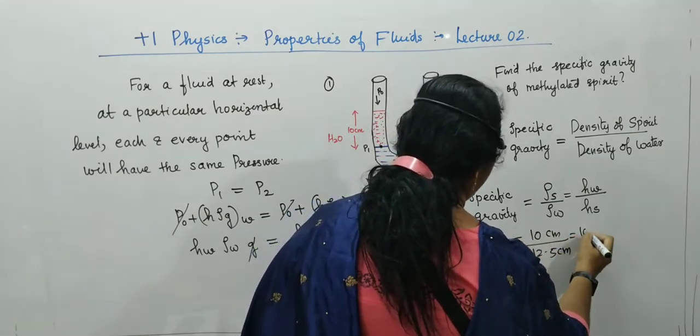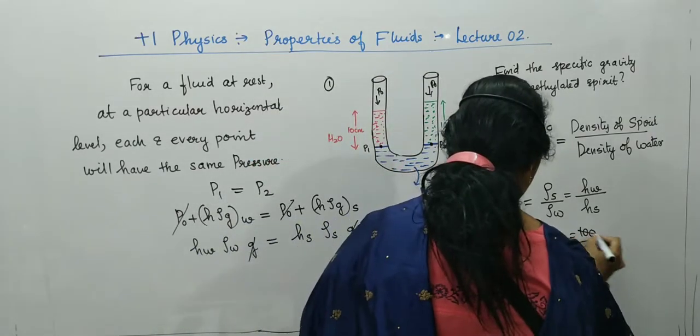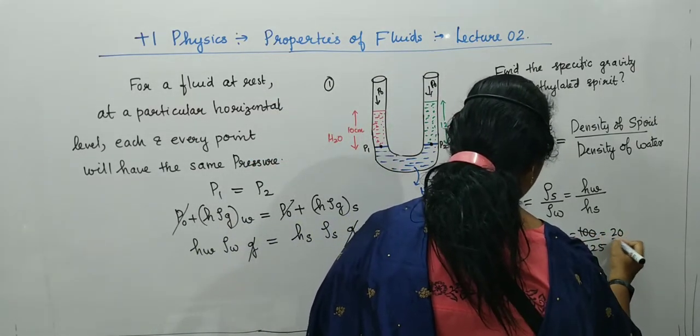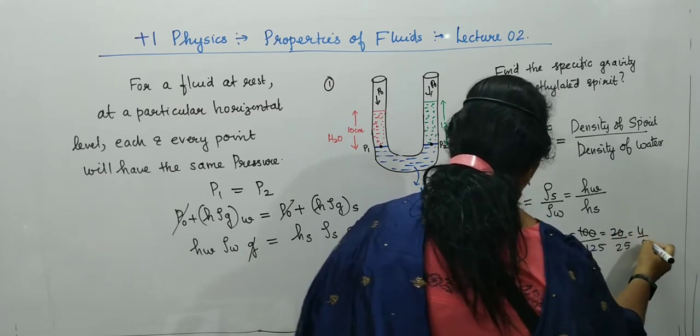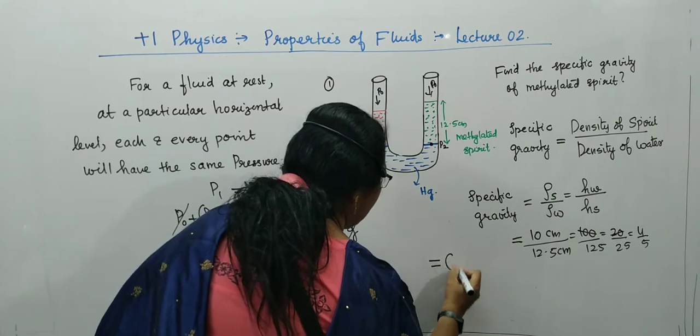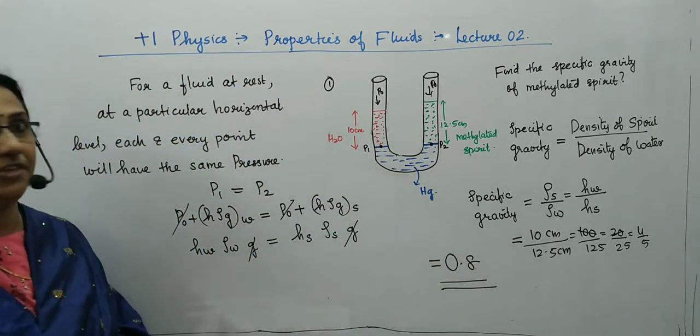100 by 125. What is the answer? Cancelling with the 5, 5 twos are 10, 5 fives are 25, so 4 by 5. The specific gravity of spirit becomes 0.8. So what is the answer? The specific gravity of spirit becomes 0.8.